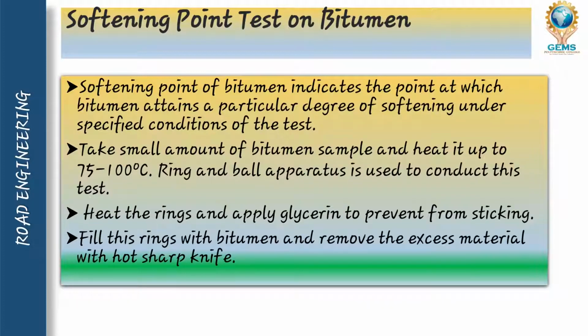Take a small amount of bitumen sample and heat it up to 75 degrees Celsius to 100 degrees Celsius. Ring and ball apparatus is used to conduct this test. Heat the ring and apply glycerin to prevent sticking. Fill the ring with bitumen and remove the excess material with a hot sharp knife.